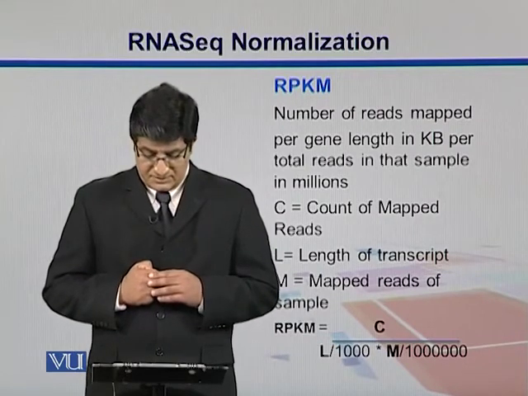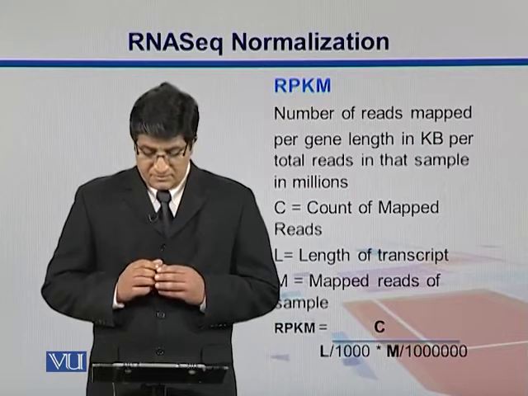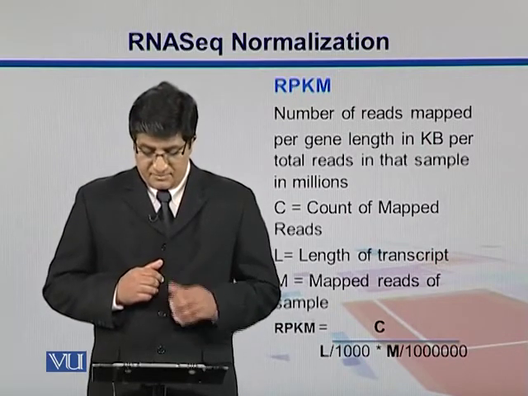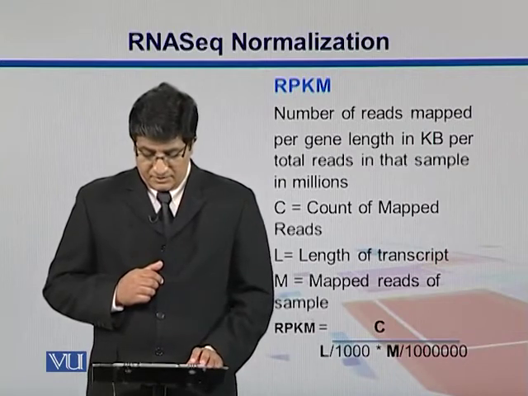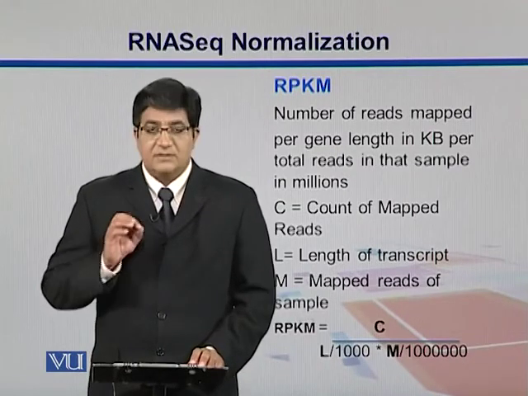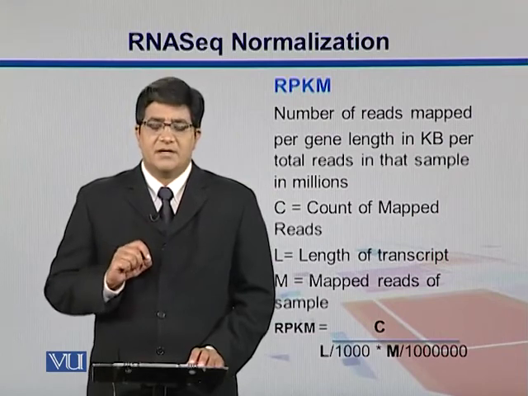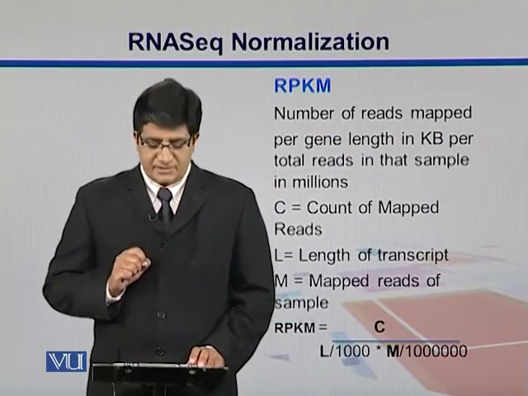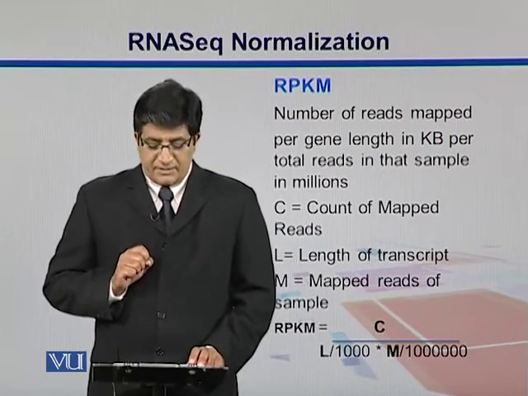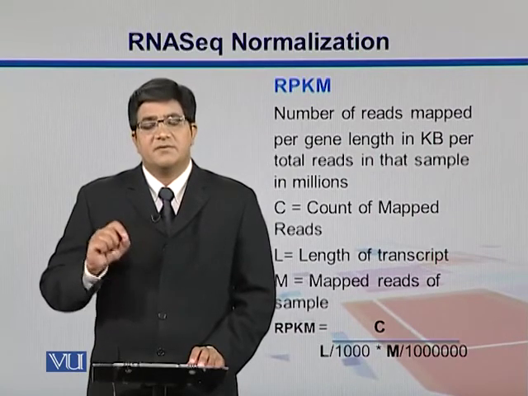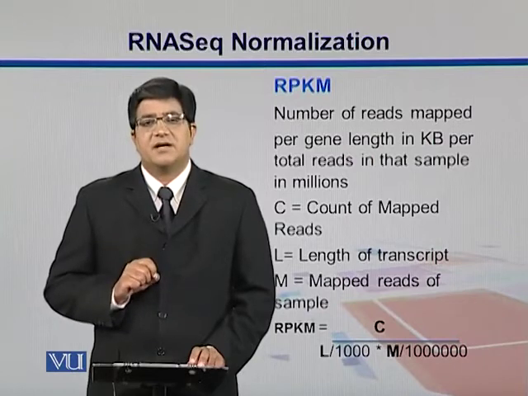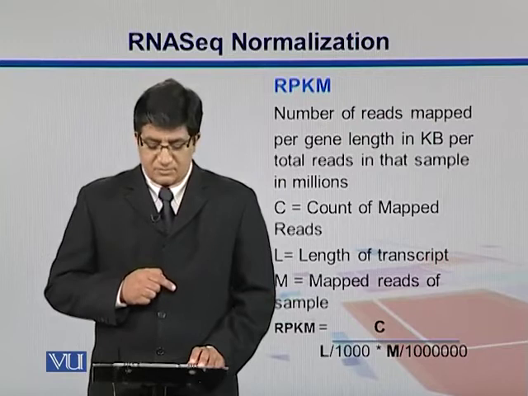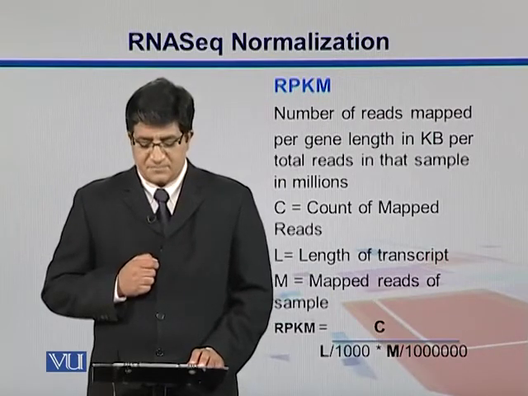So here we have C, which is the count of the mapped reads or raw counts. L represents length of the transcript, M represents mapped reads. So RPKM is given by C, the raw count, for example a number like 23 or something, which we have seen in the earlier count matrix, divided by length of that transcript divided by 1000. So that is the length in actually 1 per kb, we can say the length in kilo base pairs, kbs.